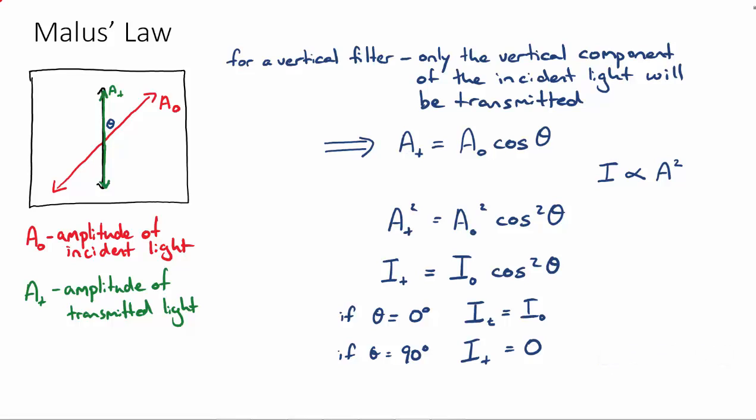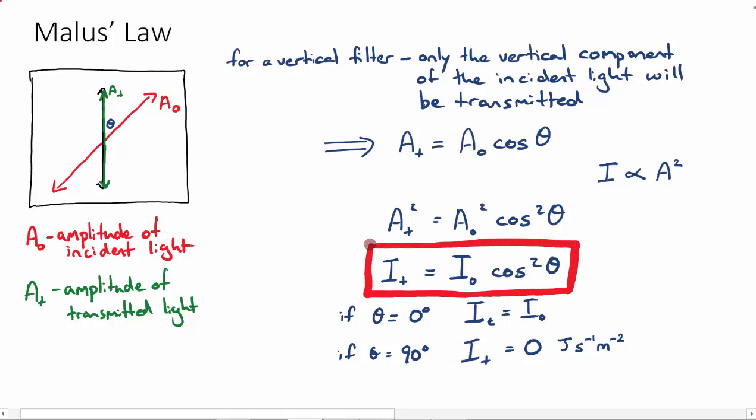Oh, and I really should be careful. I should include some units here. So intensity is the amount of energy, so joules per second per square meter. So this is Malus's law, the relationship between the intensity of the transmitted light and the intensity of the incident light.